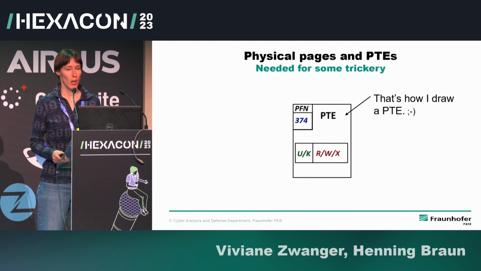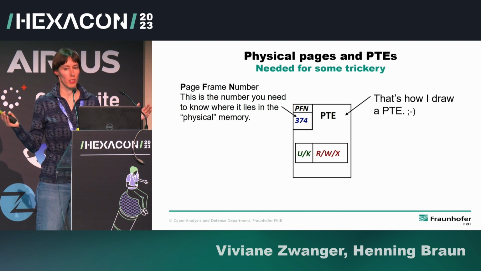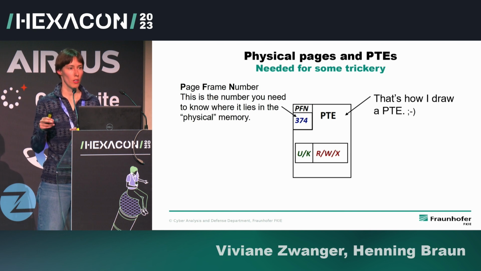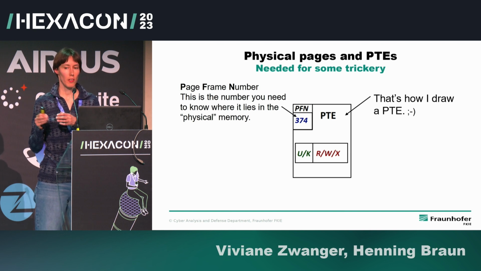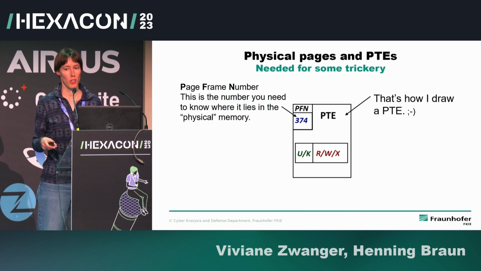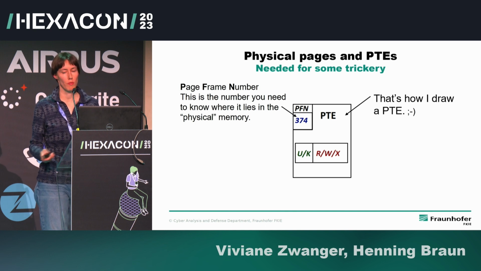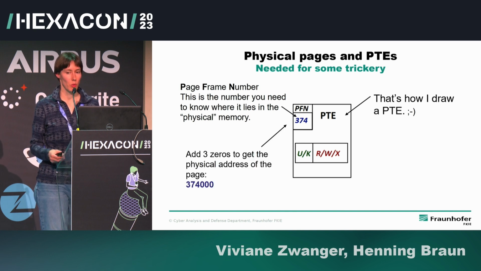So that's how I would draw a page table entry. The very most important thing probably is the page frame number. The page frame number just tells, well, what it states, the page frame number, meaning that 374, if you just go into the RAM and take the 374th page, then this is your page. And pages are multiples of 1,000 hexadecimal, so if you add 3 zeros to it, then you get the physical address of this page, more or less.